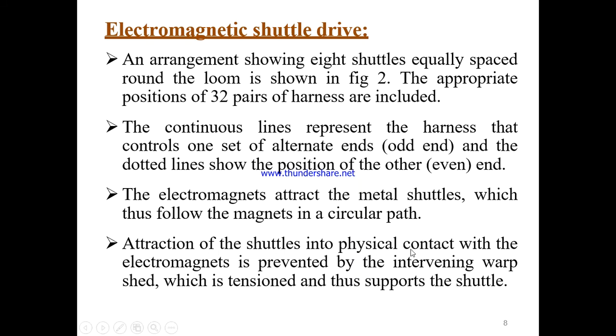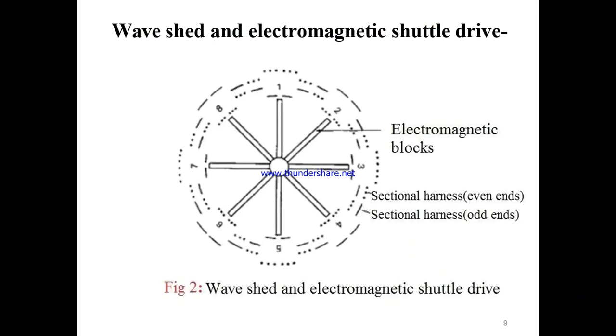The attraction of the shuttle into physical contact with the electromagnet is prevented by the intervening warp threads. The warp threads are there in between the electromagnetic blocks and the shuttle, and they prevent the physical contact of the shuttle with the electromagnet, which is under tension and thus supports the shuttle. So in this way, the warp sheets actually support the shuttle to move for the pick insertion. So this is the diagram where the electromagnetic blocks are shown here.